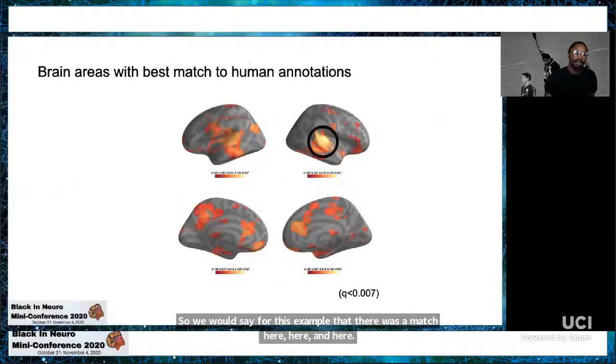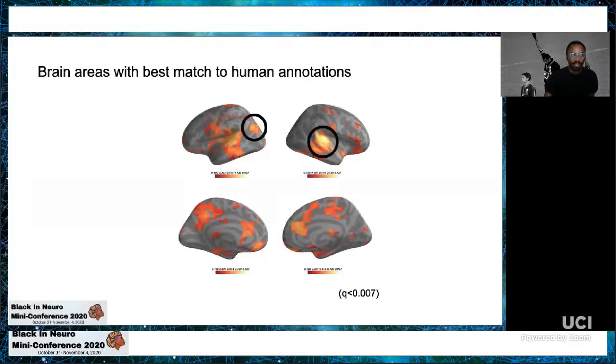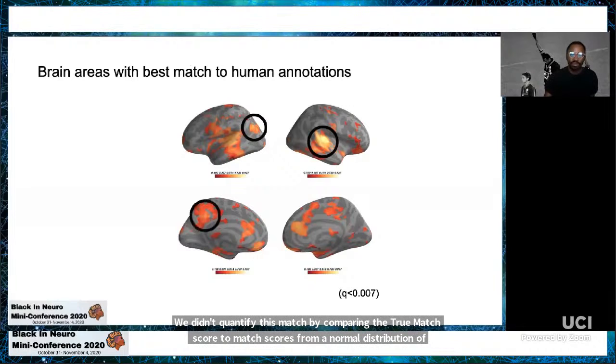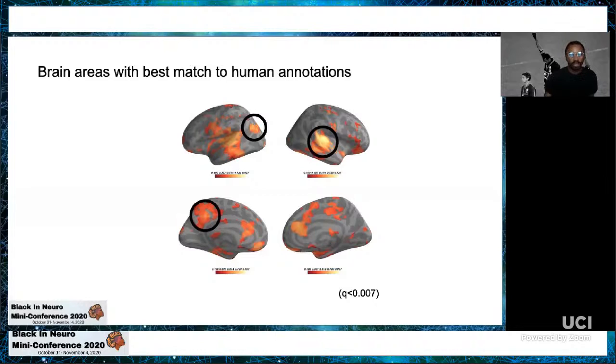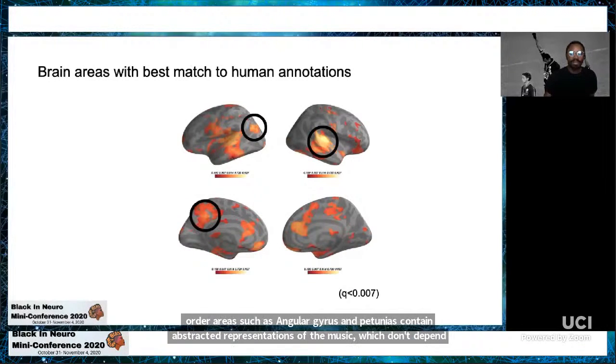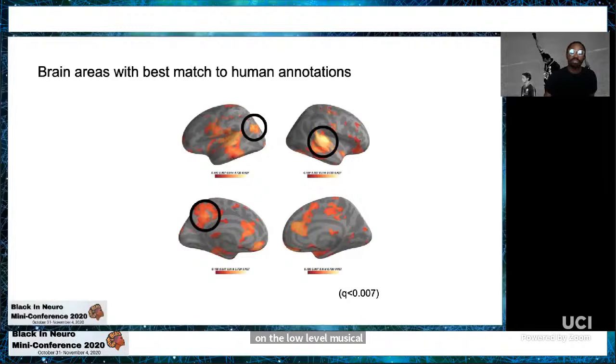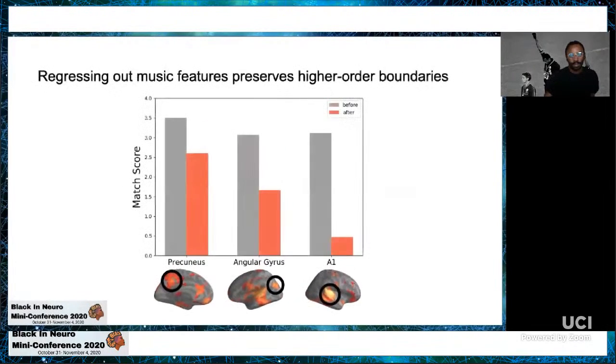Based on previous research, we predicted that auditory cortex represents low-level musical information, and higher order areas such as angular gyrus and precuneus contain abstracted representations of the music which don't depend on the low-level musical features explicitly. To test this prediction, we asked which brain areas would preserve their event structure even when we remove the low-level musical features from the fMRI signal and then refit the HMM. Our primary hypothesis being that matches in auditory cortex would be most negatively affected by this feature removal, whereas higher order areas would be least affected. And this is what we found.